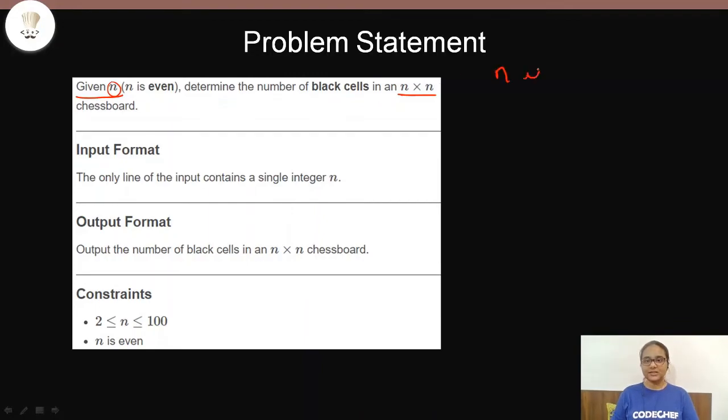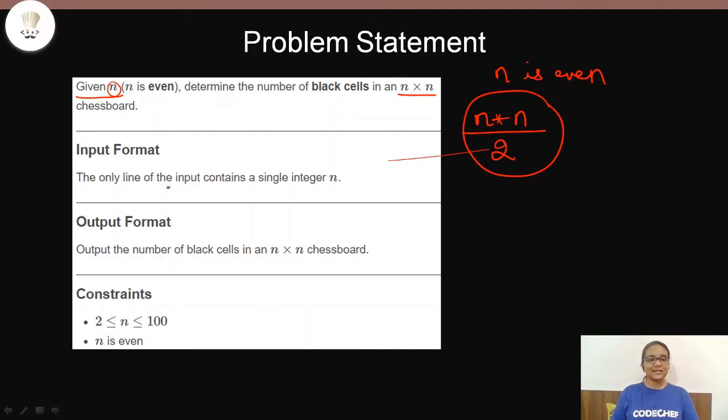So guys, if n is even and there are n into n squares on a chessboard, then definitely half of them are going to be black squares and the other half are going to be white squares. So it's a very simple problem statement and a very simple solution. If you divide n into n by 2, you will get the number of black cells on the chessboard. And this n into n divided by 2 will always be an even number, so you don't have to worry about decimals or floor values. It will just be an integer.